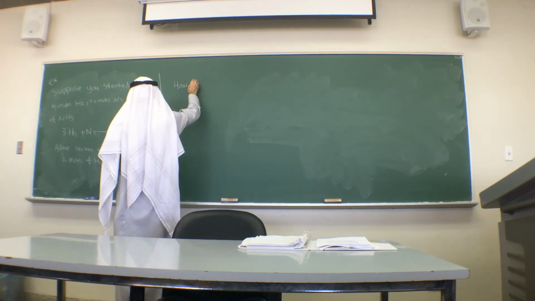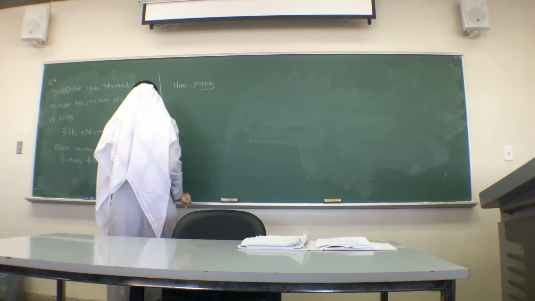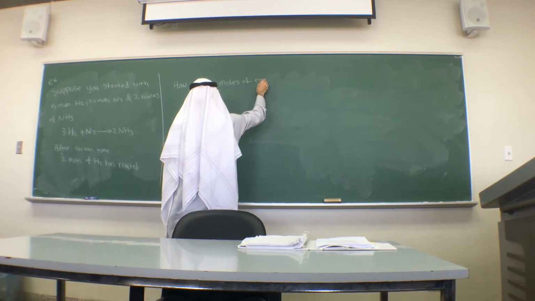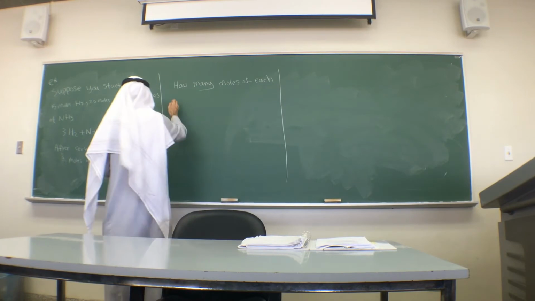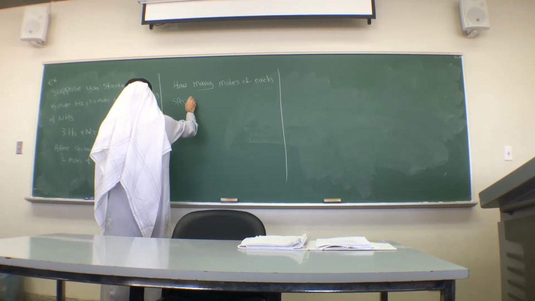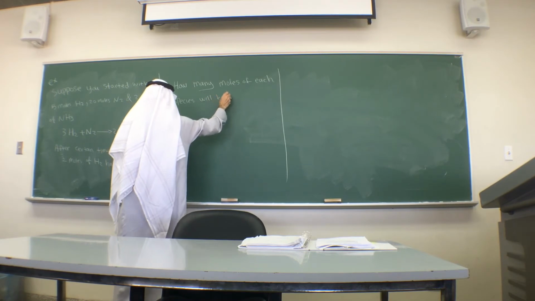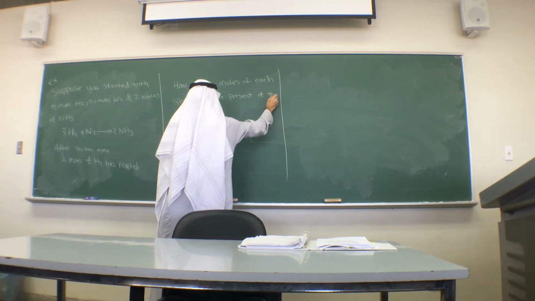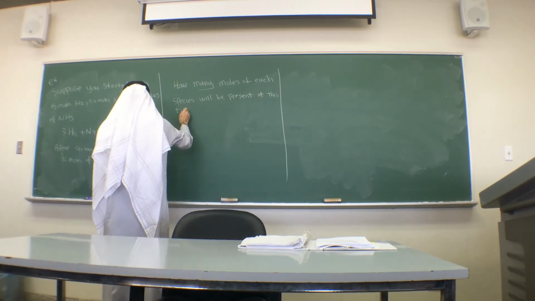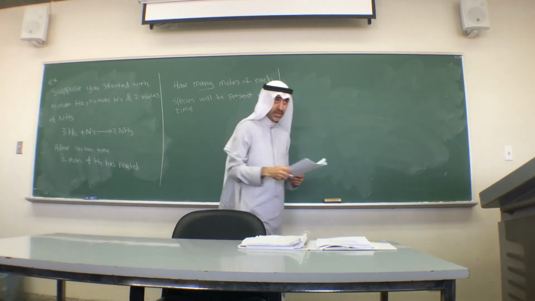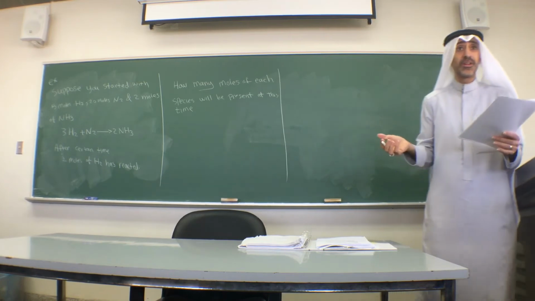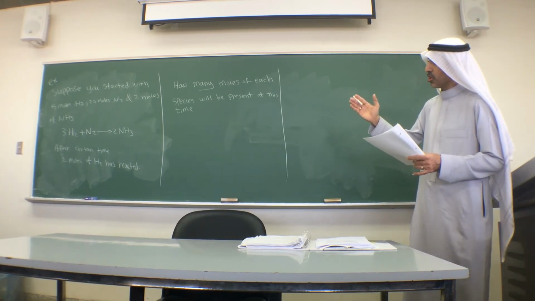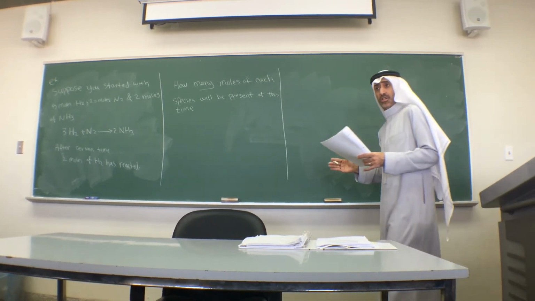So, how many moles of each species will be present at this time? Is the question clear? Very easy. What do I have? At the beginning I have 5 moles H2, 20 moles N2, 2 moles ammonia.